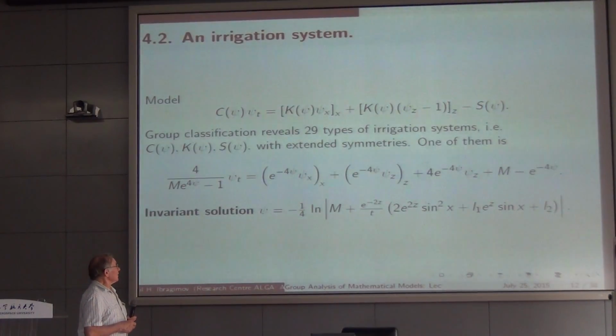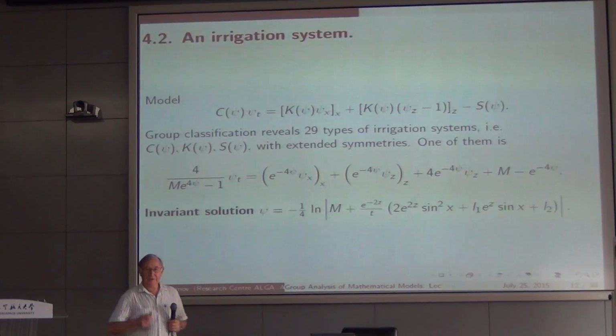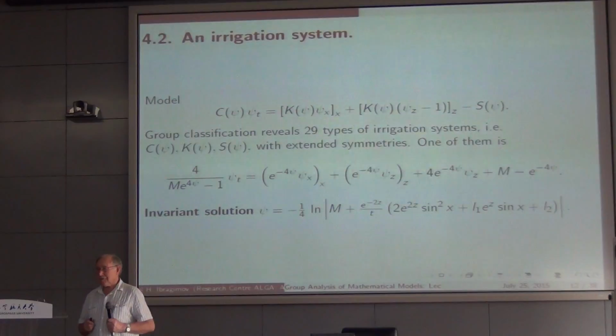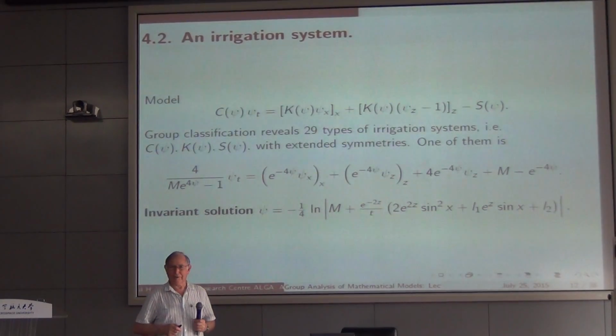So group classification means finding those functions C, K, and S such that the equation with these coefficients has more symmetries than the equation without those coefficients. So that should not be a problem.